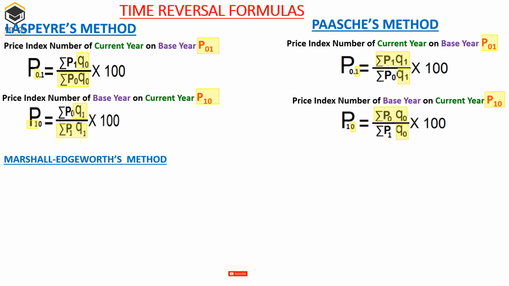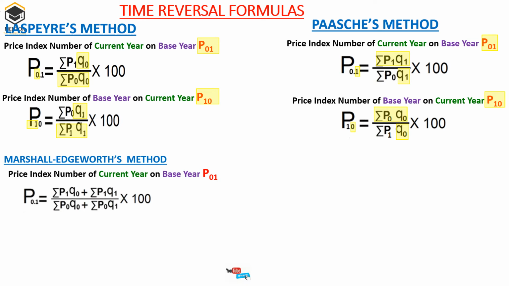Next we have the Marshall-Edgeworth method. Under the Marshall-Edgeworth method, the price index of the current year on the base year is P01. The Marshall-Edgeworth method is a combination of the Laspeyres and Paasche formulas.